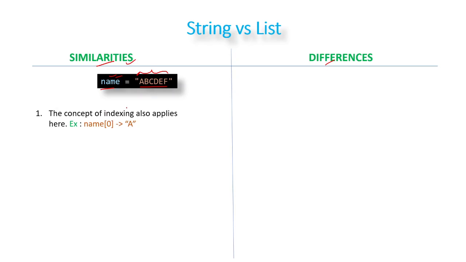It has the same concept of indexing as we have in list. If we do name of 0, we will get a, because this one is at the 0th index, this one is at 1, this one is at 2, this at 3, e at 4, and f at 5. So indexing works the same way in a string as it did in a list.